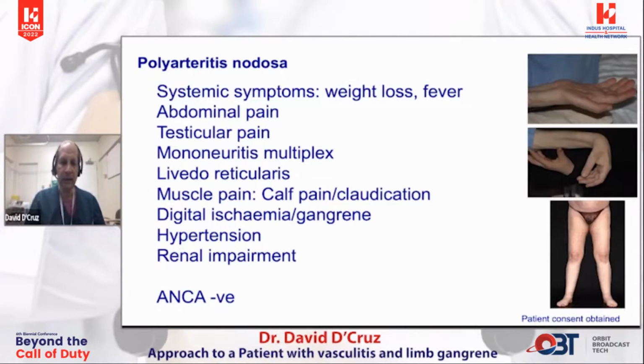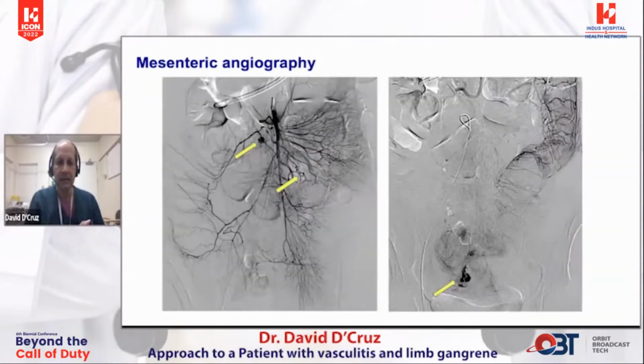Hypertension is very common, as is renal impairment. PAN is an ANCA-negative disease. Classically, you can see mesenteric angiograms showing these small aneurysms you can see here, although nowadays CT angiography has superseded these invasive arteriograms and is just as detailed with the quality of CTs nowadays.